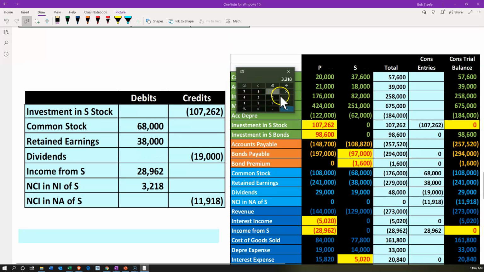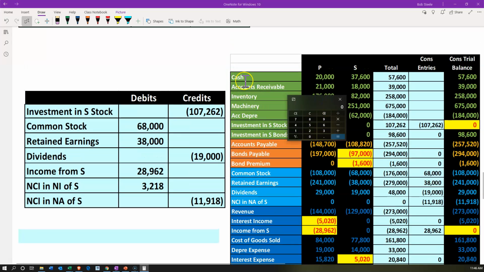Let's take S's assets minus liabilities, pulling out the trusty calculator, doing some calculator practice. 37,600 plus 18,000 plus 82,000 plus 251,000 minus 62,000 minus 108,820 minus 97,000 minus 1,600. That's going to be the 119,180. If I take that and multiply it times the 90%, 0.9, we're going to get the 107,262.